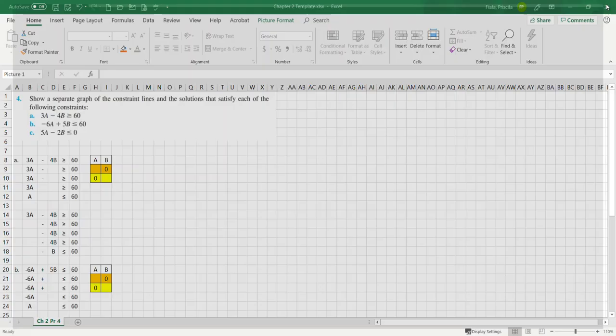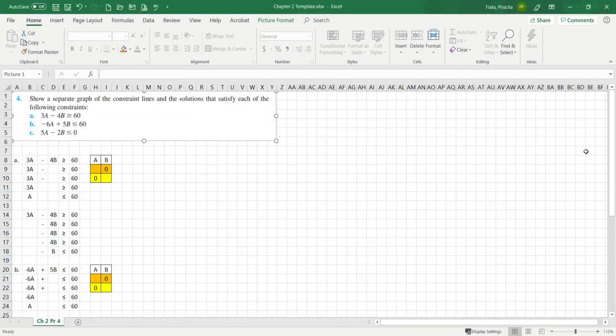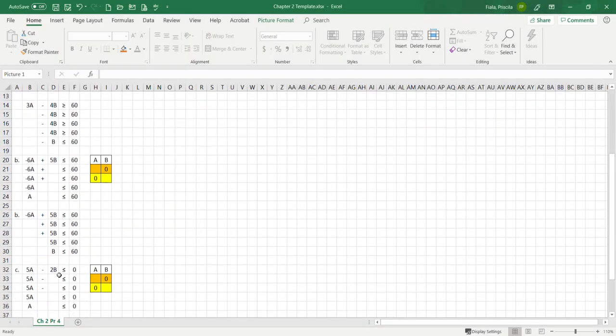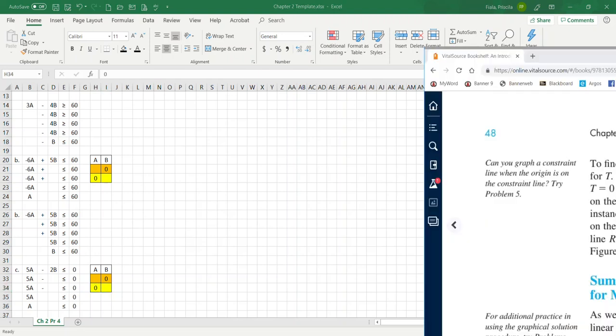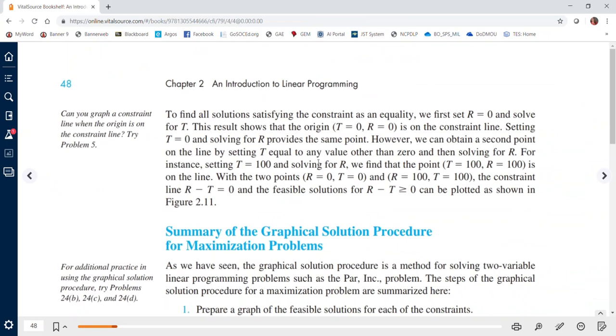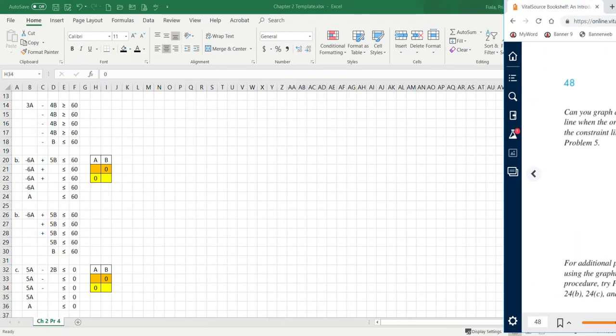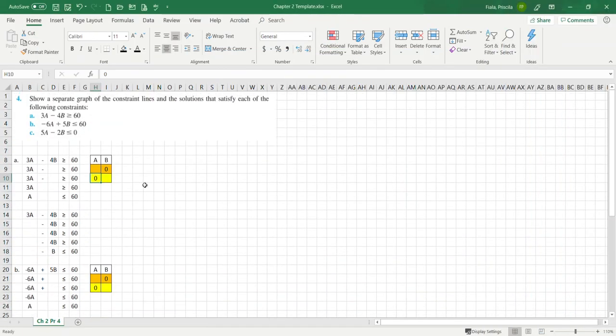Another thing that we're going to have to notice for this problem is for problem C over here, 4C, you're going to have to refer to your book. The reason is because you're going to end up with all zero values over here, and when it comes to the graph, your points are going to be on the origin, and that's when your book is going to come into play, which I'm going to go over once we get to C. Okay, let's just get started over here.